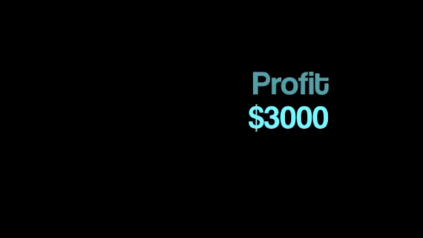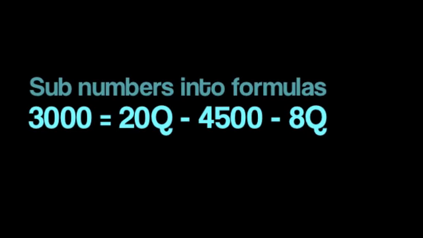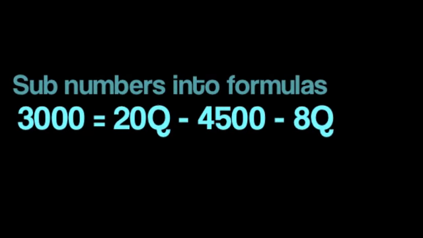For example, Company X wants to earn $3,000 of profit. The fixed cost is $4,500. The variable cost is $8 per unit. And the total revenue is $20 per unit. Then we substitute the numbers into the formula to find the level of output.